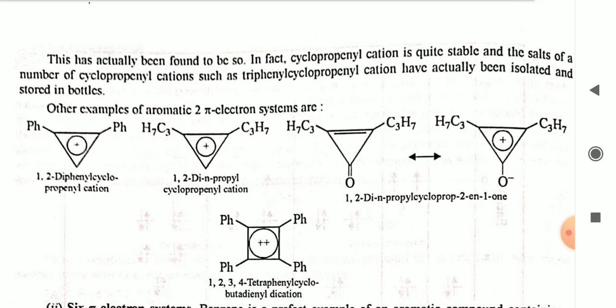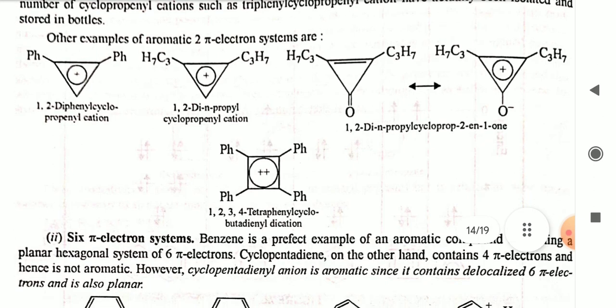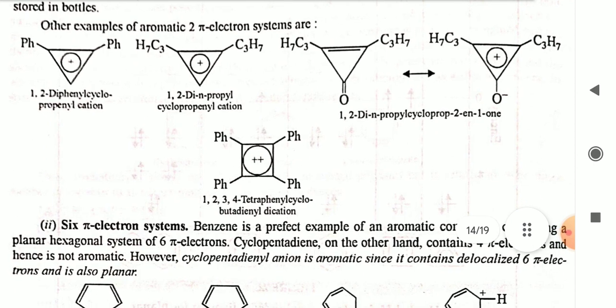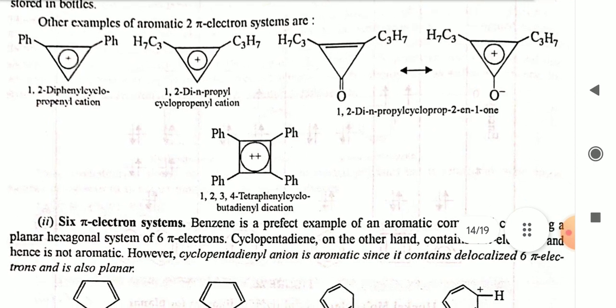Other examples of aromatic 2 pi electron systems are the 1,2-diphenyl cyclopropenyl cation, the 1,2-dipropyl cyclopropenyl cation, and the 1,2,3,4-tetraphenyl cyclobutadienyl dication.